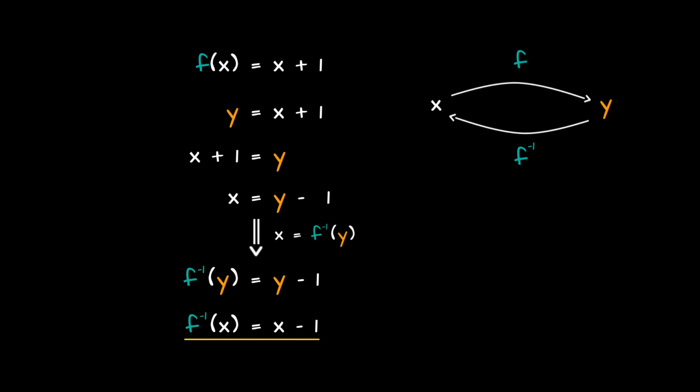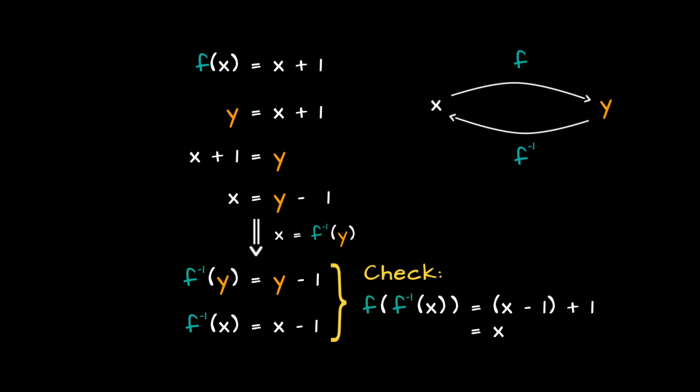And this also makes sense from an intuitive point of view. Indeed, the function f takes a real number x and adds 1 to it, so the inverse function should take a real number x and subtract 1 from it. Indeed, we can also verify directly that our answer makes sense just by composing it with the function f. And sure enough, the composition of f and f inverse, as we've defined them, will just give us x as required.